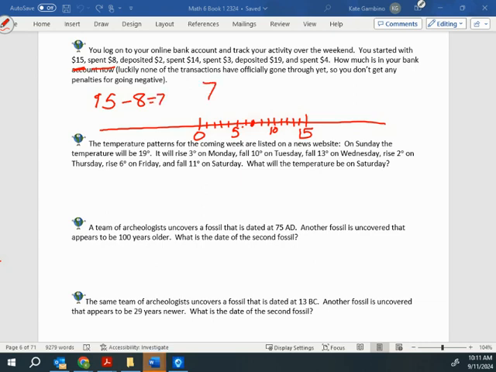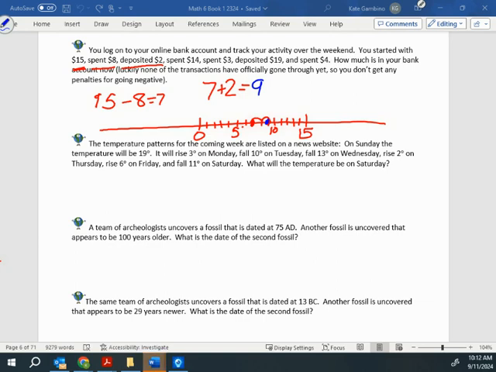So now I'm going to start at 7. I deposited $2. If I'm depositing $2, what math am I doing? James? Adding. I'm adding to my bank account. So depositing is adding. So I'm going to add $2, so I'm going to go up 2. Now I'm here. What is 7 plus 2? 9.